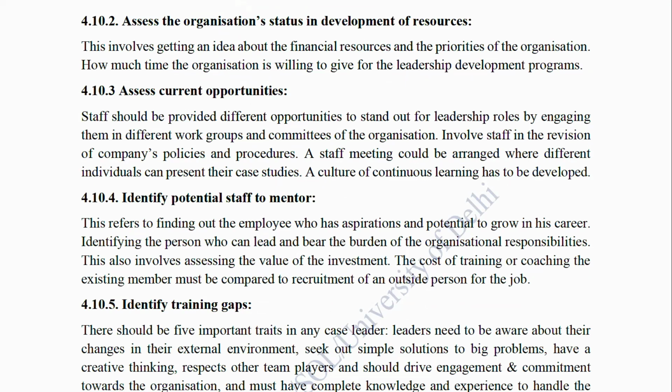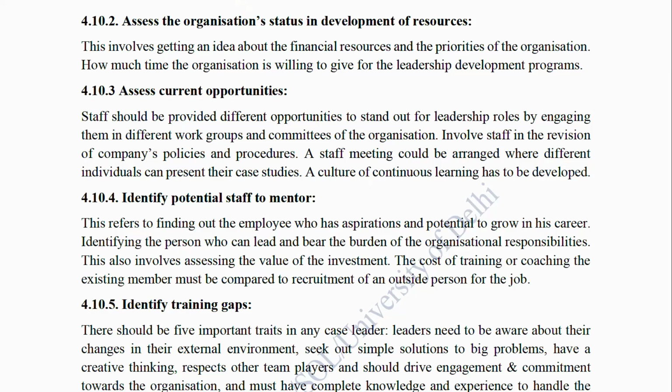4.10.2 Assess the organization's status in development of resources. This involves getting an idea about the financial resources and the priorities of the organization, and how much time the organization is willing to give for the leadership development programs.